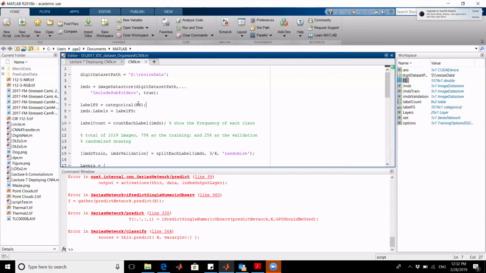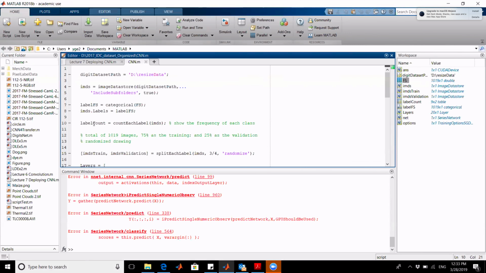And this is the label. This is the image data store. It's an object that holds the image indices, and you also get the label into its label property. So your image data store has 2 properties: one is the image indices, and the other is the label, and the training happens through those 2.